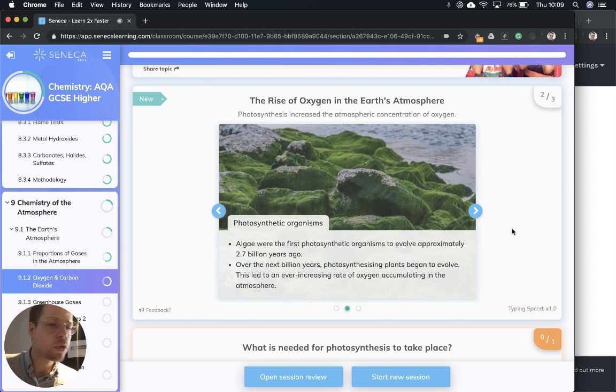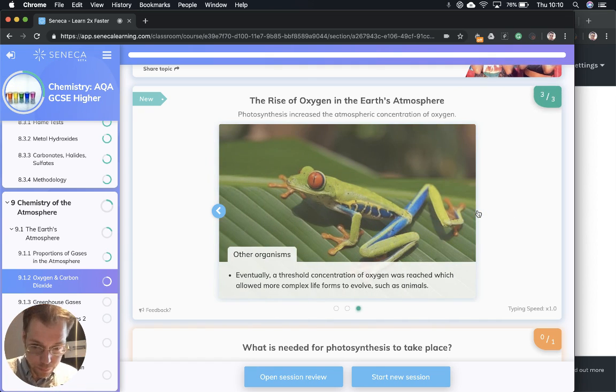Okay, now, what are these little photosynthetic organisms? The algae were the first photosynthetic organisms to evolve approximately 2.7 billion years ago. So when you're at the beach and you see that algae, don't diss it. It made life possible. So over the next billion years, photosynthesizing plants began to evolve. This led to an ever-increasing rate of oxygen accumulating in the atmosphere.